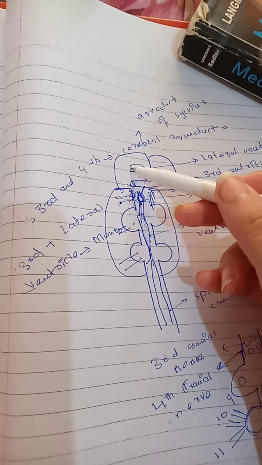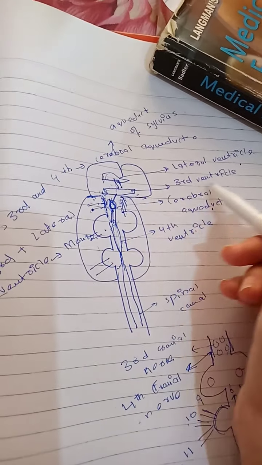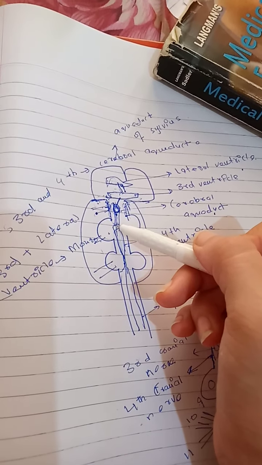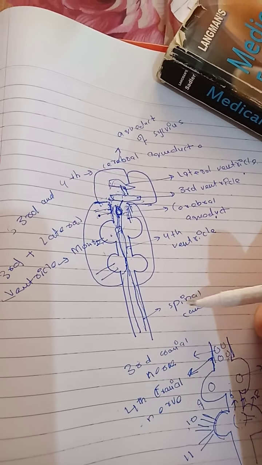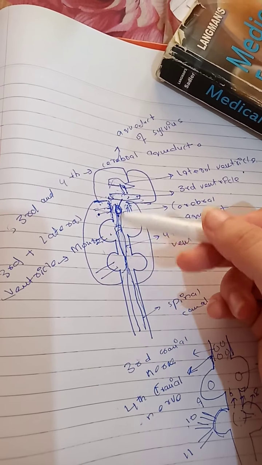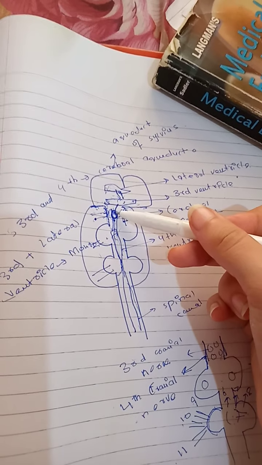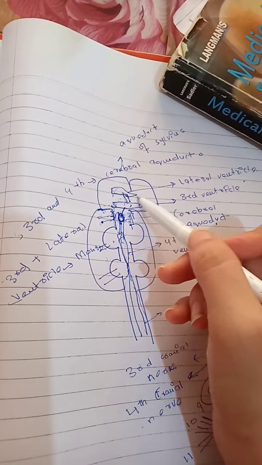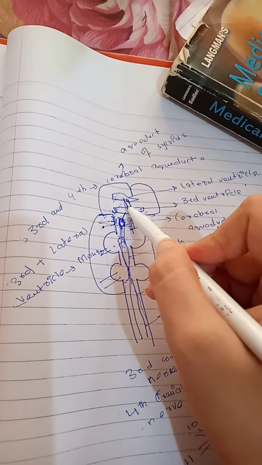The cavity of the cerebral hemisphere is the lateral ventricle, of the diencephalon the third ventricle, of the midbrain the cerebral aqueduct, of the pons and medulla the fourth ventricle, and of the spinal cord the spinal canal. The third and the fourth ventricle are connected by the cerebral aqueduct, also known as the aqueduct of Sylvius, and the lateral ventricle and third ventricle are connected through the foramina of Monro.